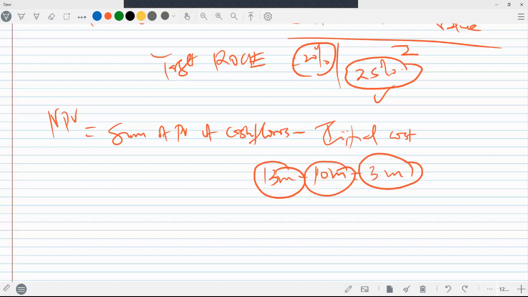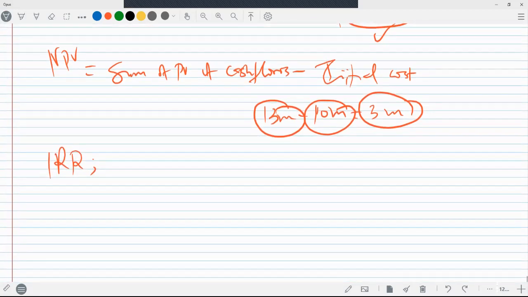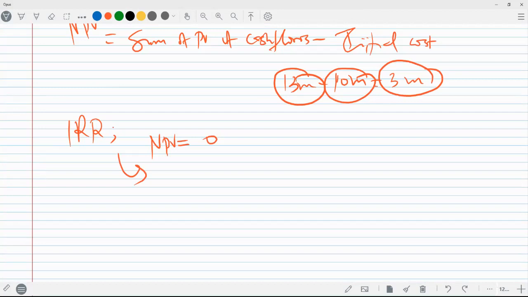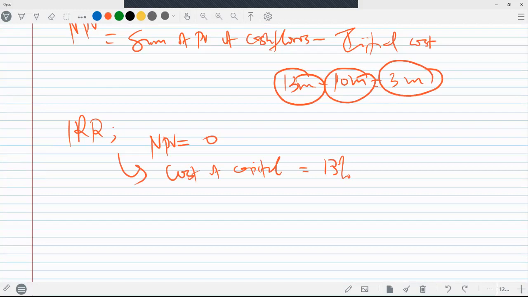Okay. Towards IRR, this is the discount rate that will give us an NPV equal to 0. This is the discount rate that, once we discount the cash flows using that rate, we get an NPV equal to 0. Therefore, we compare this with what the financiers want. What return do they want? What we call the cost of capital. So if the cost of capital, for example, is 13%, and the IRR of the project is, let's say, 10%, then of course we reject.